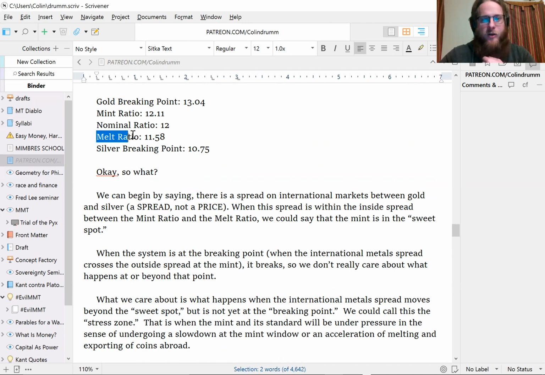Now, you'll notice that here between the melt ratio and the silver breaking point, there's a spread, and the size of both of these spreads, and I said something wrong in my dissertation that I found as I was compiling this.